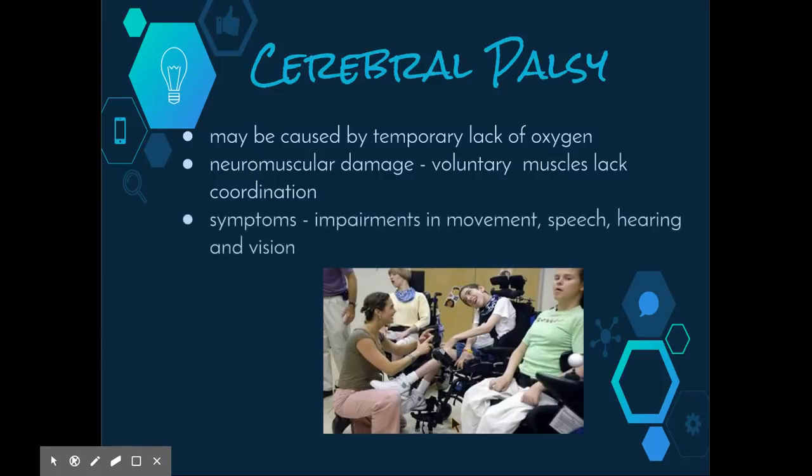So a lot of the time, it also depends on the severity of the cerebral palsy, due to different levels of oxygen being not present during childbirth. So it can be from mild cerebral palsy, where people can still walk and talk and things like that, through to severe cerebral palsy, a bit like our image here, where the individual has lost almost all of the voluntary functions of their body.